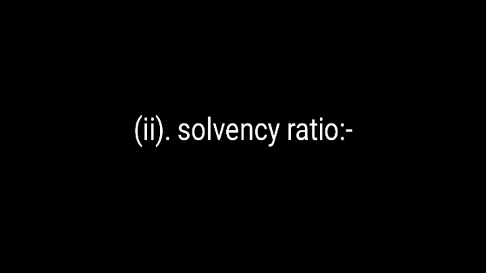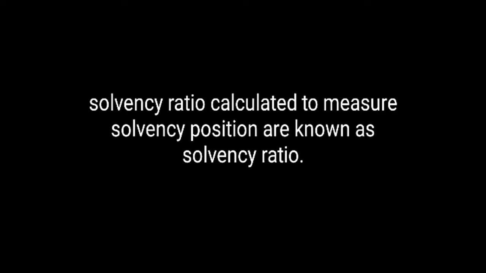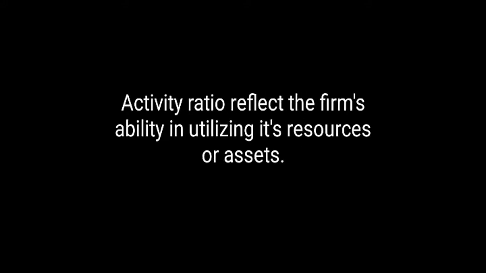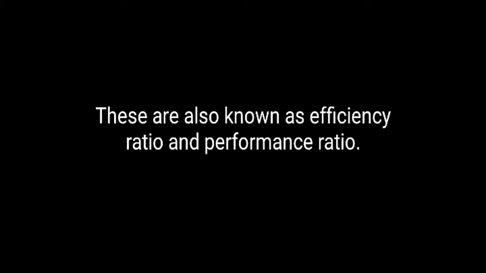Next type is solvency ratio. Ratios calculated to measure solvency position are known as solvency ratios. Next type of ratio analysis is activity ratio. Activity ratio reflects the firm's ability in utilizing its resources or assets. These are also known as efficiency ratios and performance ratios.